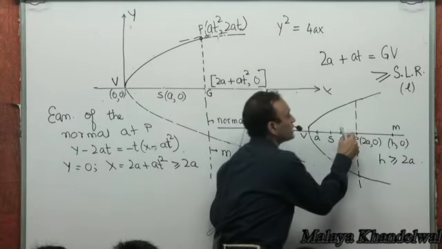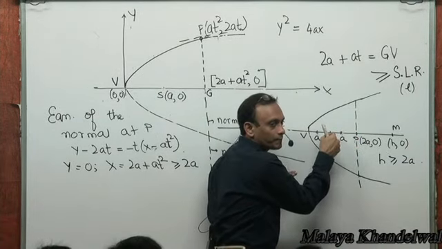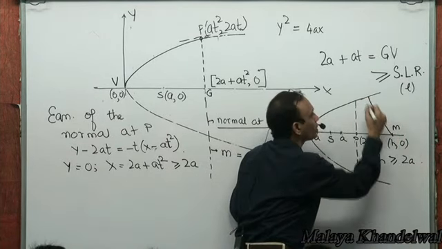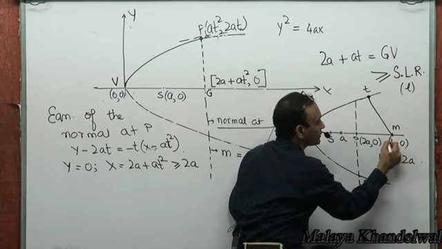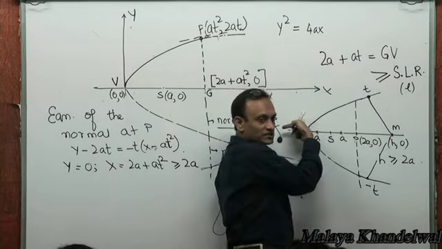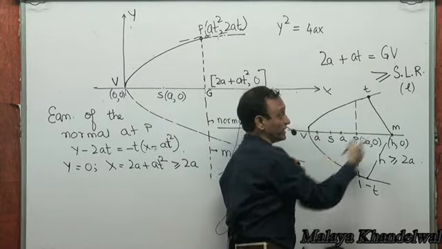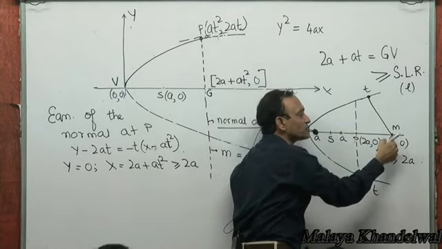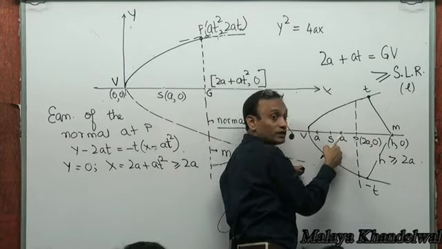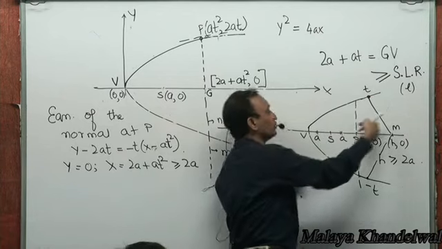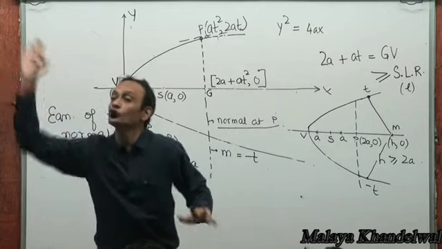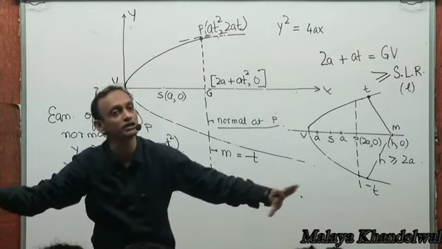But if you choose any point on the axis to the right of P, there will be 3 real normals. One would be the normal at a point t, the other one would be the normal at the point minus t, and the third one would be the axis itself, which is perpendicular to the tangent at the vertex. 3 real normals if you are choosing h comma 0 to the right of P. But if you are choosing a point to the left of P, then only one real normal could be drawn, which is the axis itself. The other 2 normals are imaginary normals. Yes or no? Do you understand this fact very clearly?